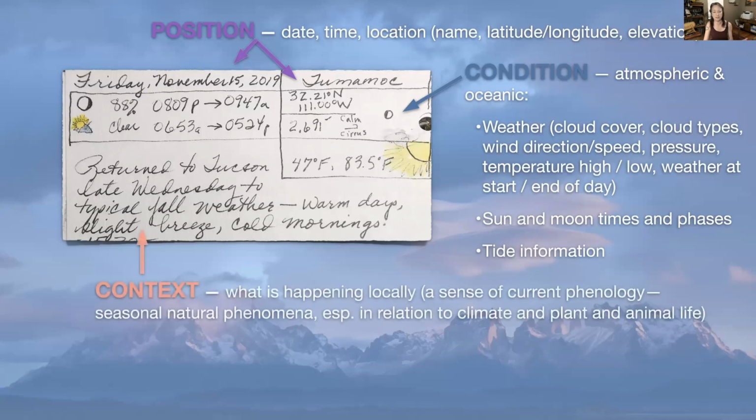And then finally, the context. I always write a little bit about what's going on. How do we start? What's going on around me? It's a sense of the current phenology, the seasonal natural phenomena, especially in relation to climate and plant and animal life. That's really a huge part of what nature journaling and taking field notes is.